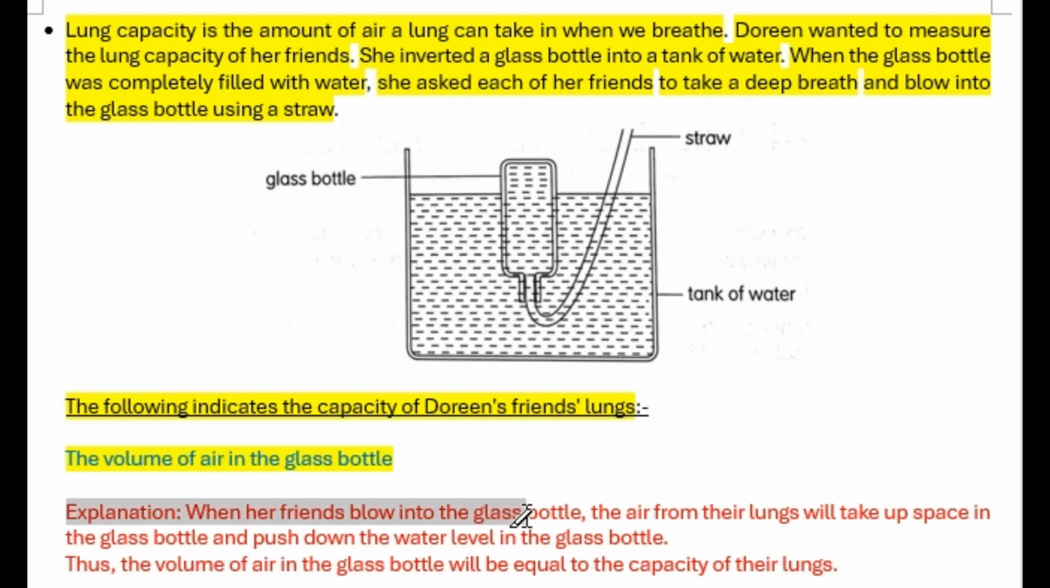Explanation: when her friends blow into the glass bottle, the air from their lungs will take up space in the glass bottle and push down the water level in the glass bottle. Thus, the volume of air in the glass bottle will be equal to the capacity of their lungs.